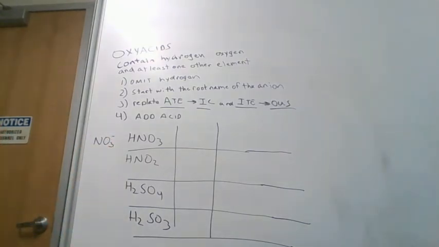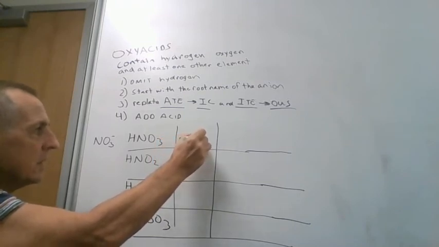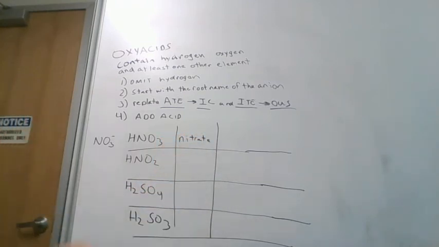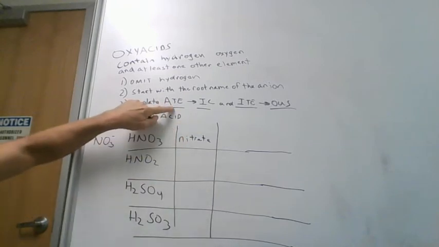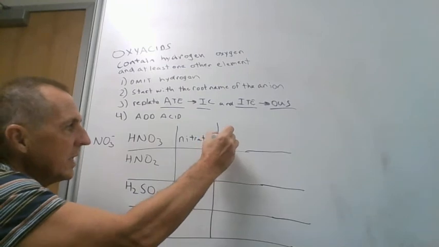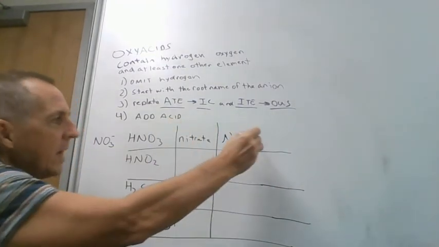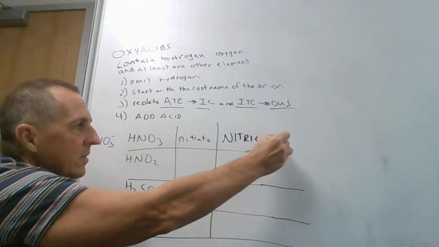in it. And if we look at our table of polyatomic ions, we know that NO3's name is nitrate. Right, so that's telling us we have the ATE ending. We're going to change it to IC. So this becomes nitric. And then we're just going to add the word acid. So this becomes nitric acid.